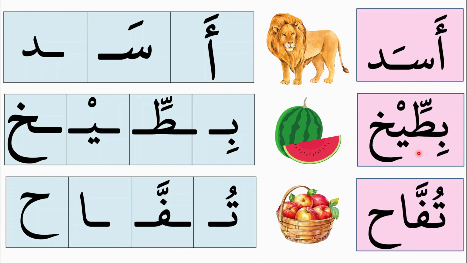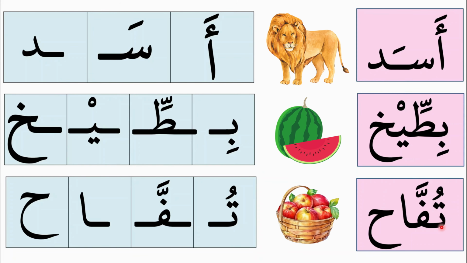The second word is بطيخ, which means watermelon. This is a very important word because it's covering most of the marks. I have باء with كسرة, which is pronounced B. Then طا with شدة and كسرة, which you will pronounce it طي. But then I have ياء that will make it long vowel. So you will say بطي. Then the letter خاء, بطيخ.